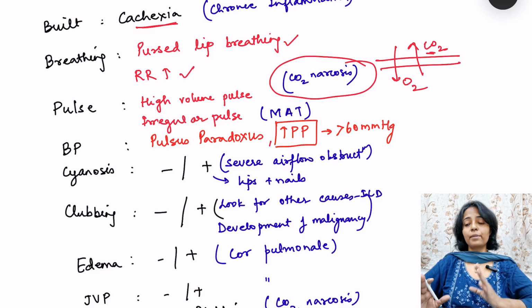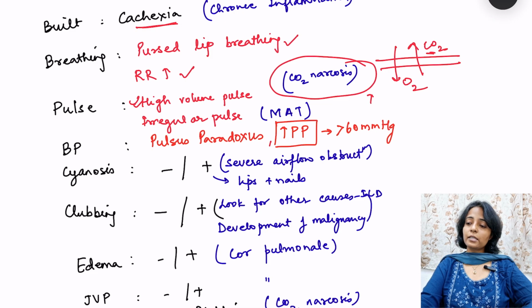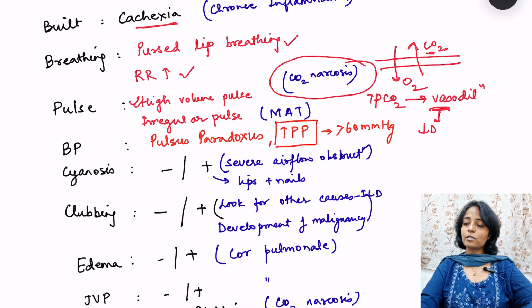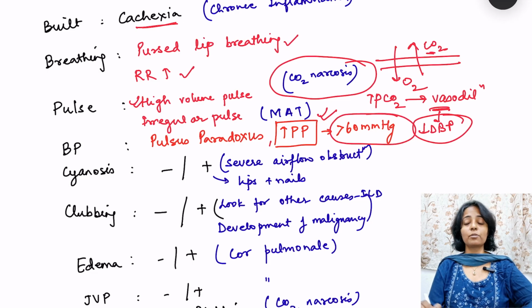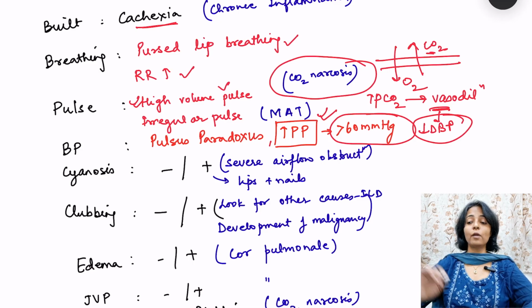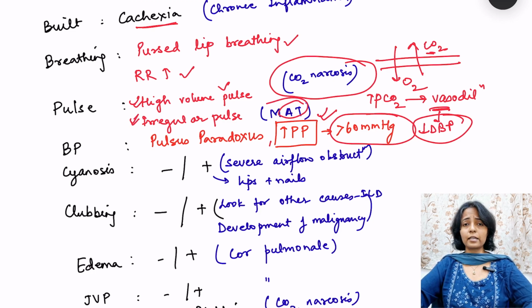But if there is carbon dioxide retention, then we will get high volume pulse. Why? Because increased partial pressure of carbon dioxide in blood vessels will lead to vasodilation of the blood vessels, and that is going to decrease the diastolic blood pressure. So we are getting increase in the pulse pressure, greater than 60 millimeter mercury. When you measure BP, we will see high systolic blood pressure but less diastolic blood pressure, and this leads to high volume pulse. Sometimes there is irregular pulse because of the presence of multifocal atrial tachycardia, which is associated with COPD. Then, in case of exacerbations, there can be presence of pulsus paradoxus.